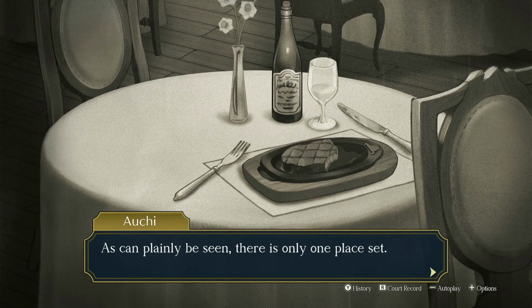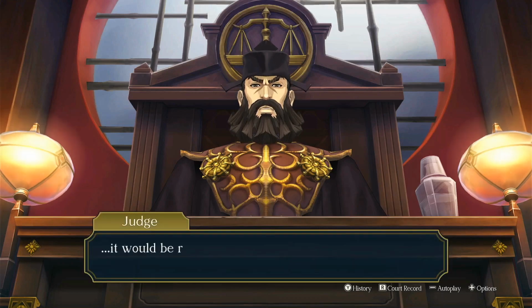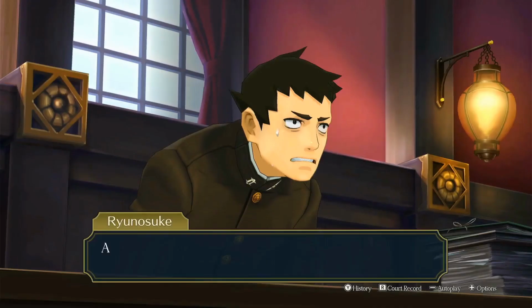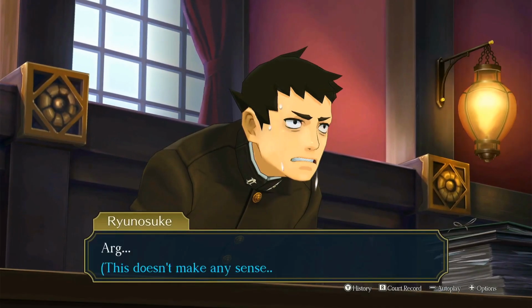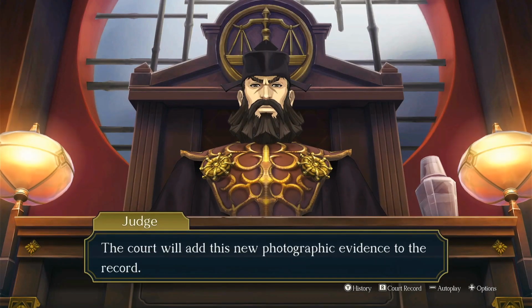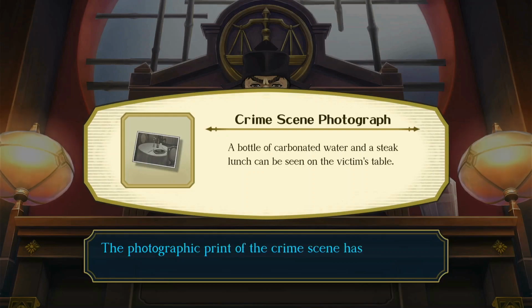As can plainly be seen, there was only one place set. Certainly, based on the appearance of this print, it would be reasonable to conclude that the victim was not in the company of anyone else. Ugh. This doesn't make any sense. The court will add this new photographic evidence to the record. Alright.